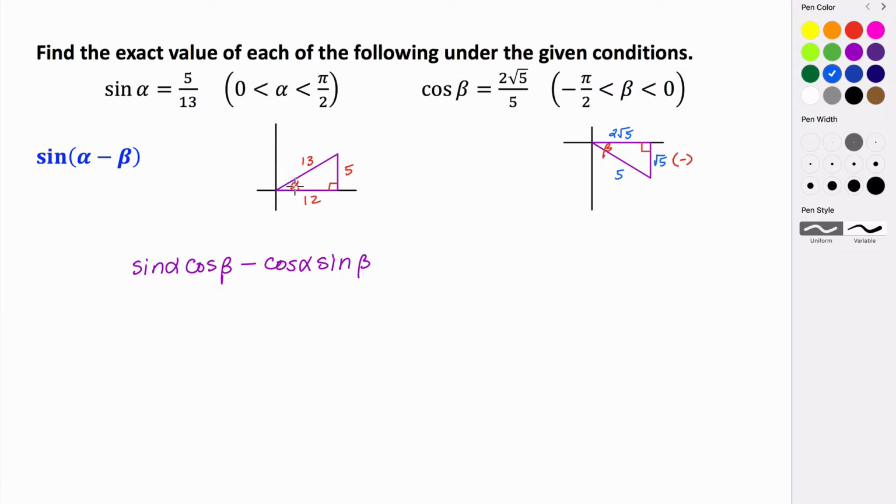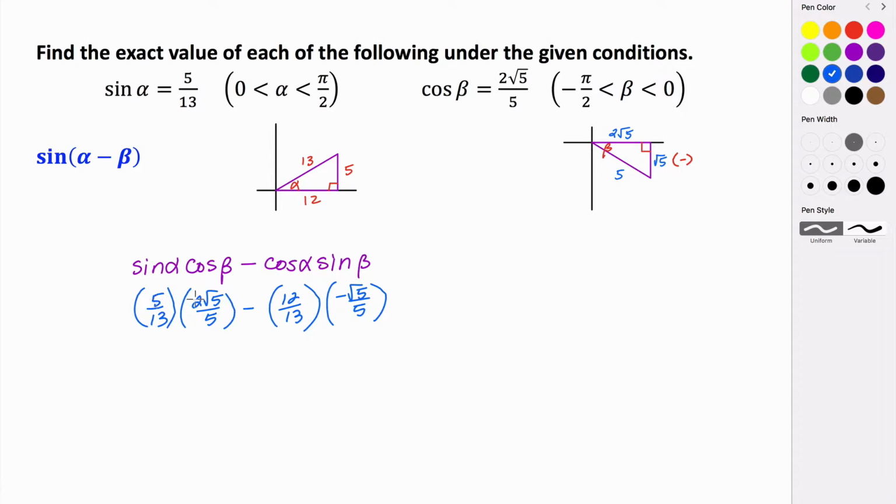So the sine of alpha, this is alpha, is the opposite over the hypotenuse. So it's 5 over 13 times the cosine of beta. Cosine of beta is 2 rad 5 over 5. So 2 rad 5 over 5 minus the cosine of alpha, that's 12 over 13, times the sine of beta, that's going to be negative rad 5 over 5. So negative rad 5 over 5.